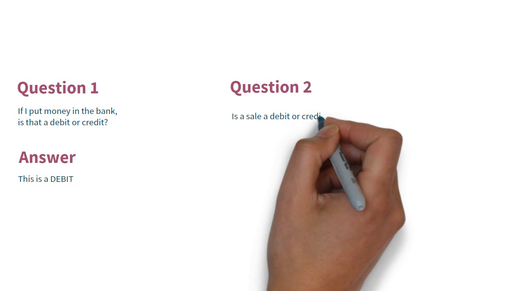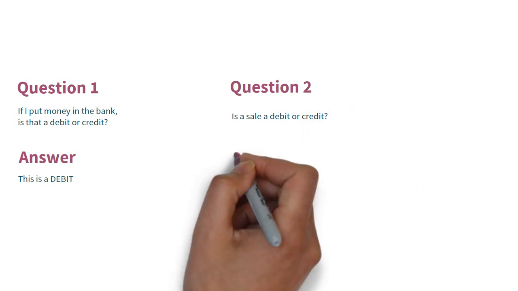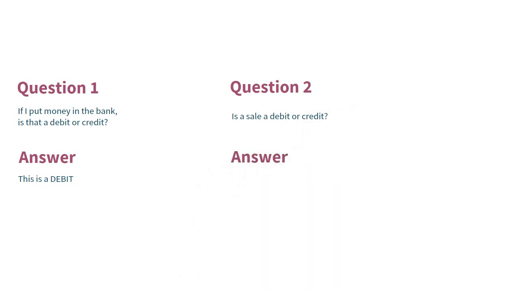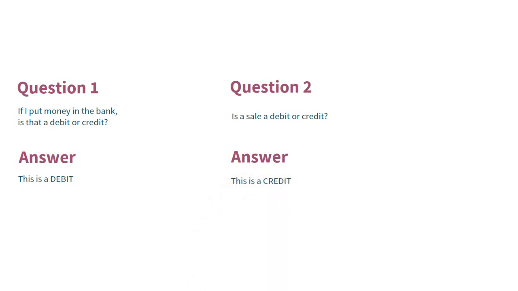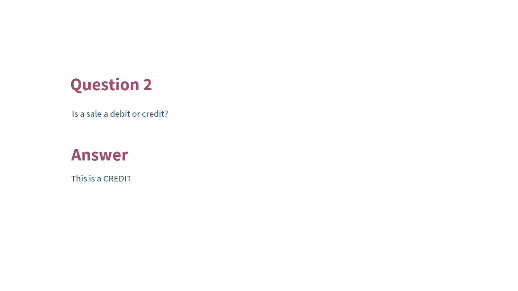The second question, is a sale a debit or a credit? Consider the fact that when you eventually get paid for the sale, that will be money into your bank, which is a debit. Therefore, the sale has got to be equal and opposite. It follows, therefore, that a sale is a credit in your books or accounts.